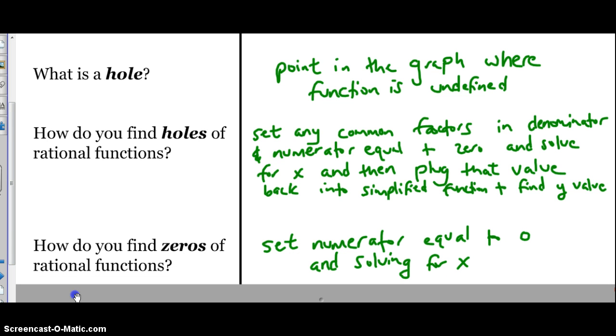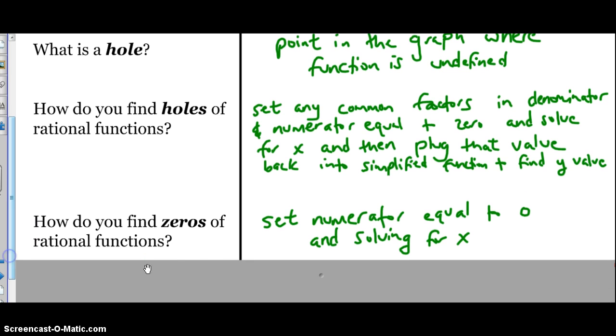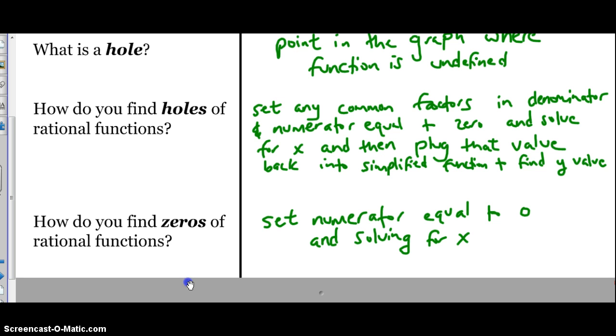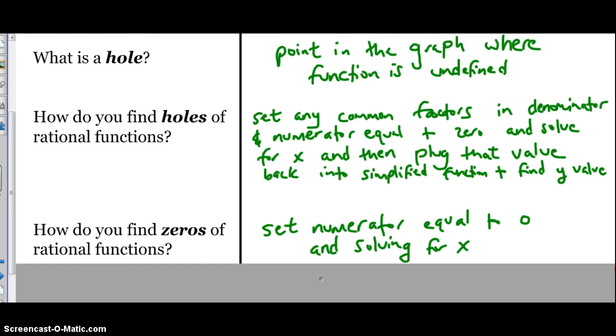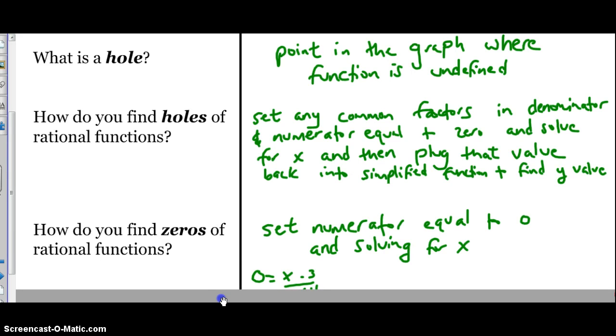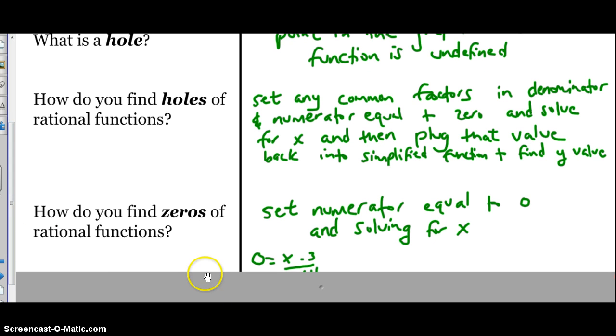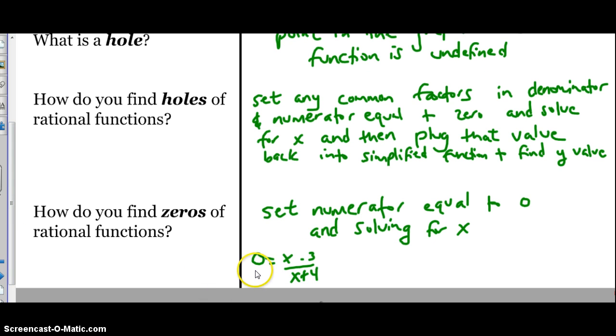Our last item is how do we find a zero of a rational function, and that is going to be when we set the numerator equal to 0 and solve for x. So if you think about what a zero is, remember that would be when y equals 0, and so if you were to set the function x minus 3 divided by x plus 4 equal to 0, and you think about a fraction, for this whole fraction to be equal to 0, only that numerator would have to be equal to 0. So that's why we find it in that manner.